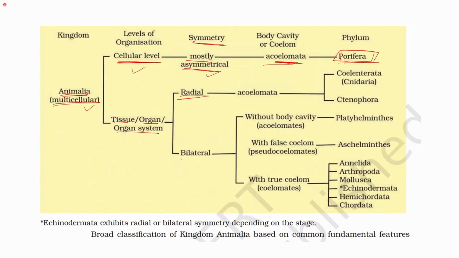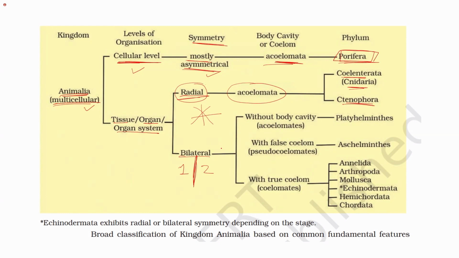So they may either have radial symmetry or they may have bilateral symmetry. So we understand that in radial symmetry, the organism can be divided into two equal halves from any axis that passes through the center, while in bilateral symmetry, there is only one axis that can divide the organism into two halves, right? So the organisms that have radial symmetry are all acoelomates, and they belong to the phylum Coelenterata, that is Cnidaria, which is also known as Cnidarians, or Ctenophora, right?